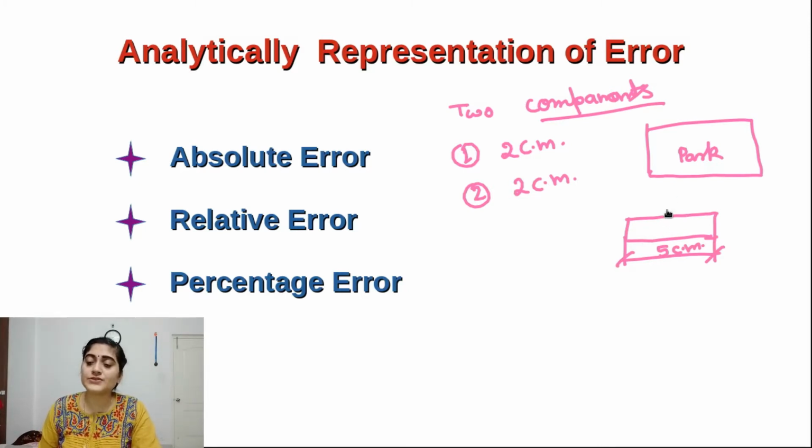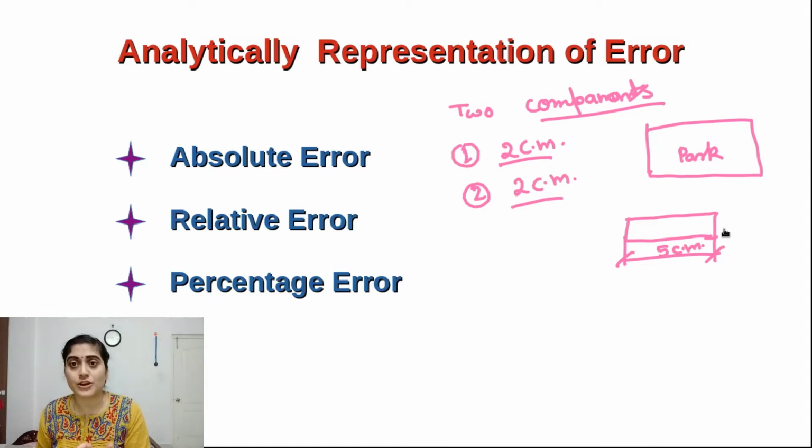So it is very important that you give it relatively. In absolute terms we can say 2 centimeter of error is there in both the things. But relatively, you are telling 2 centimeter of error with respect to this huge park, and here 2 centimeter of error with respect to this 5 centimeter component. So relatively we are telling, then we can get a feeling of how much error is there and how much it can affect. And percentage wise, this is in a percentage form.